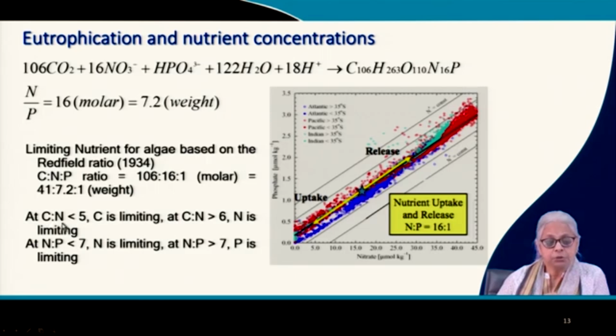So with a carbon to nitrogen ratio less than 5, C would be limiting. At C/N ratios greater than 6, N would be limiting. For N:P ratio less than 7, N would be limiting, and the other way around, phosphate would be limiting.